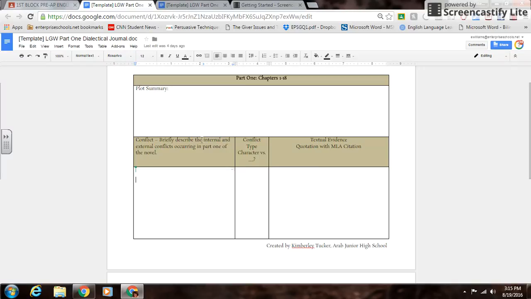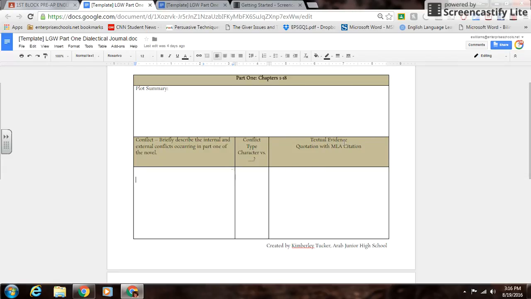This column says briefly describe that conflict, okay? So you're going to briefly describe four of the conflicts. Obviously, since we have only read through chapter 9 so far, you will not have four entries yet. You will have four entries by the end of chapter 18. However, you can go ahead and pick out a couple, one or two, of the conflicts and start filling out your chart based off of that.